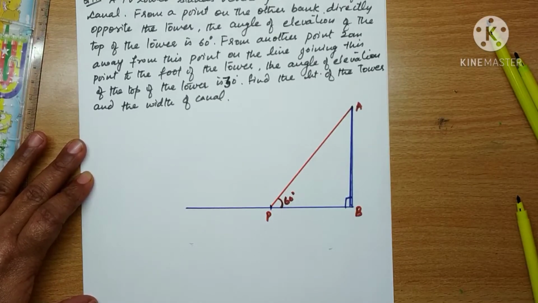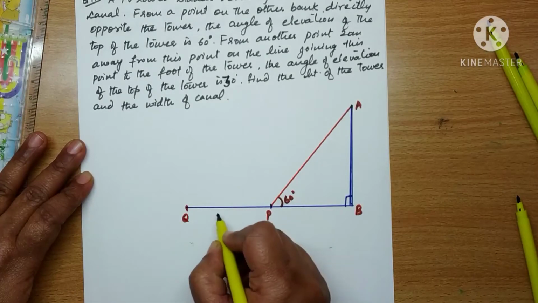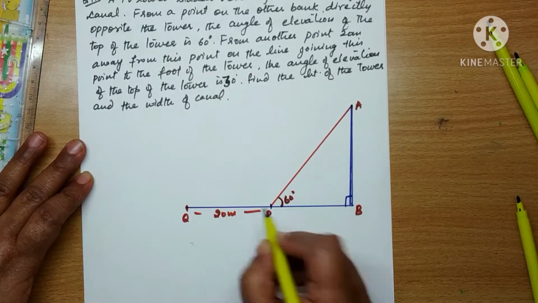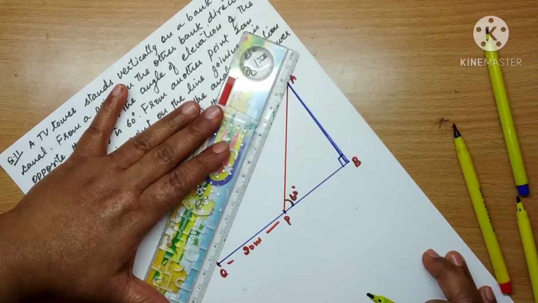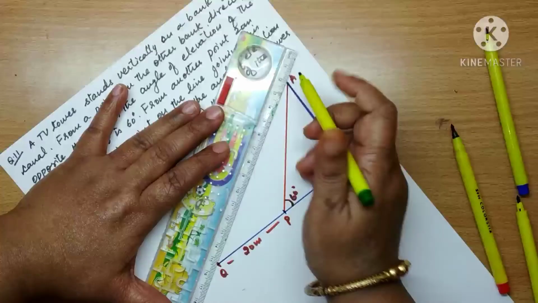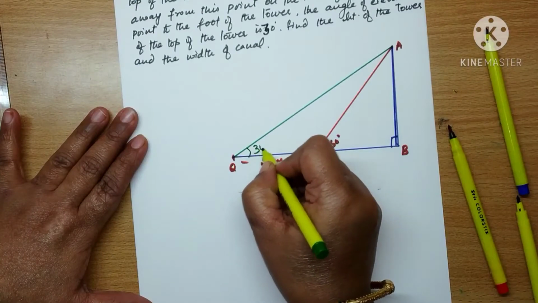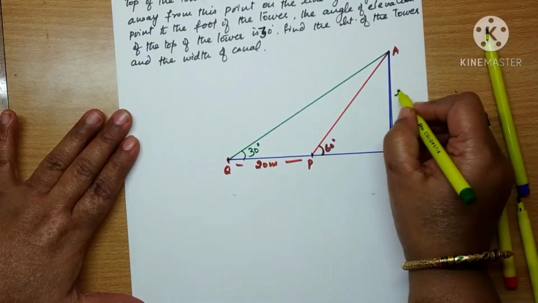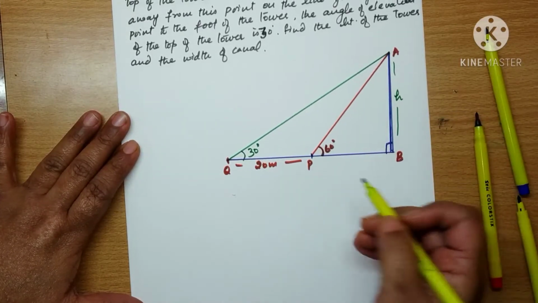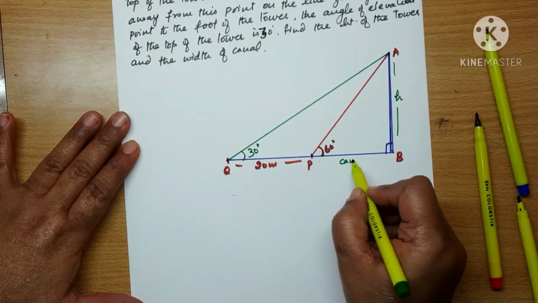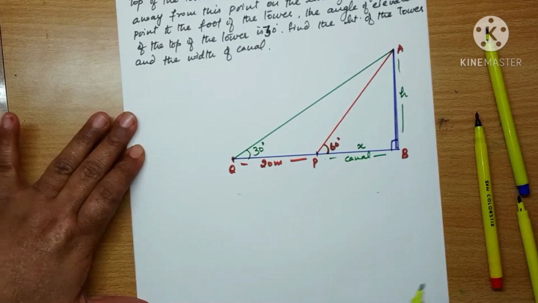From another point which is 20 meters away from this point, so let's take another point Q here, and this point is 20 meters away from P. The angle of elevation to the top of the tower from this point is 30 degrees. So this angle is 30 degrees. We need to find the height of the tower H. Let's say the height of this tower is H, and we need to find the width of the canal. So I need to find the width of the canal. Let's say the width of the canal to be X.